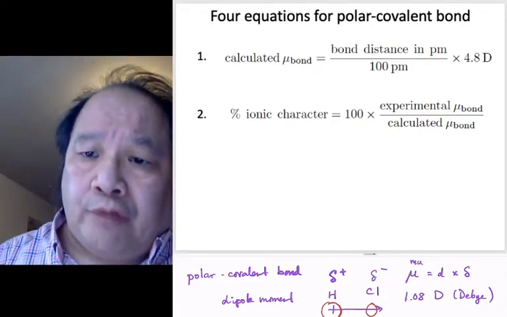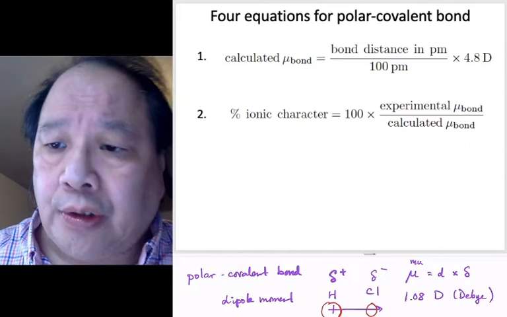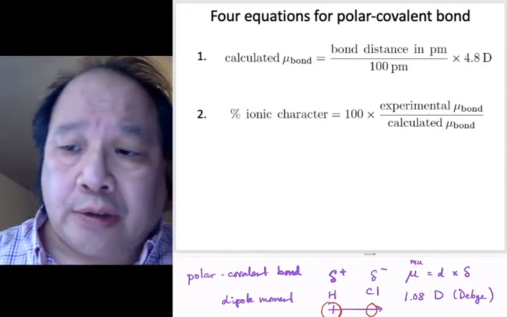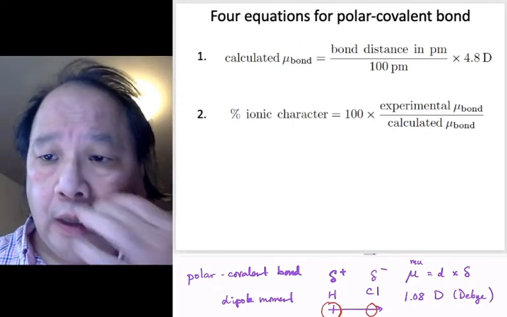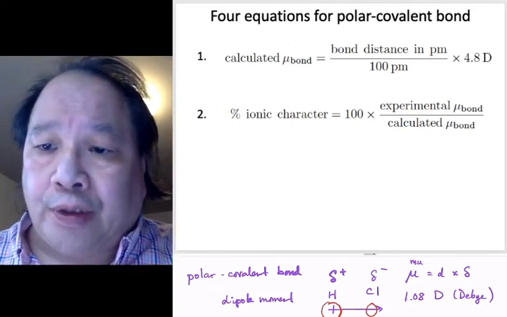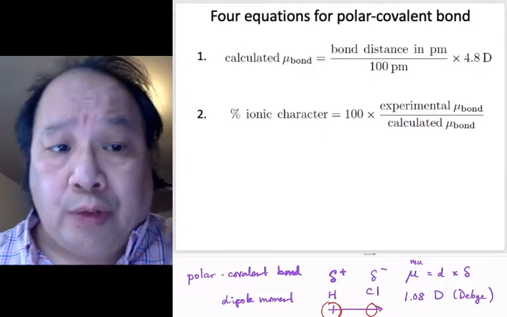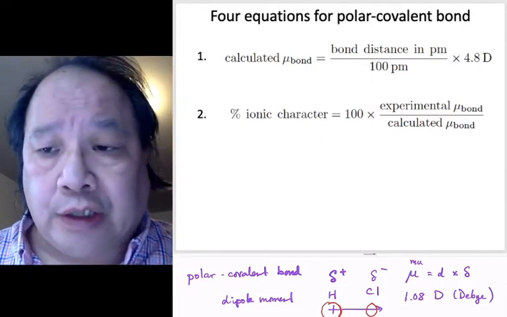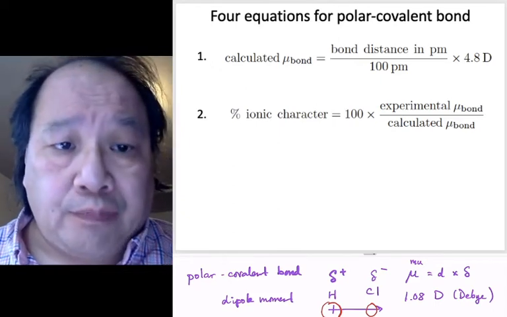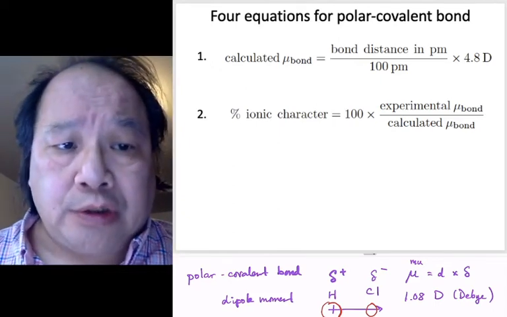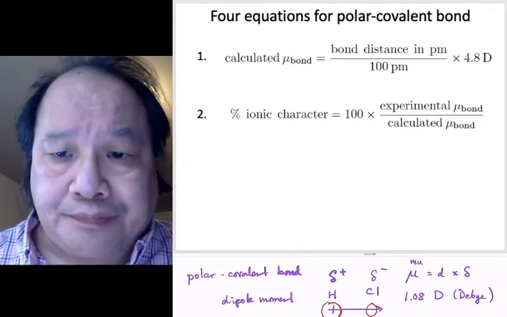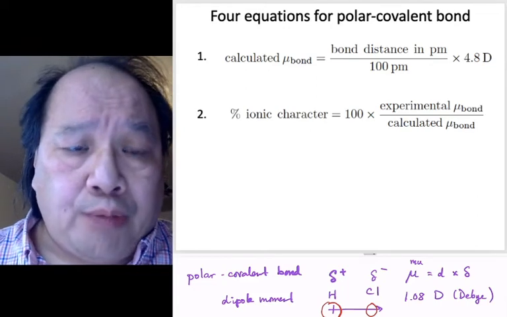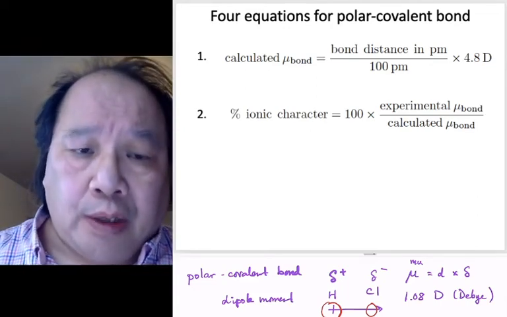So if we compare this calculated mu bond to the experimental mu bond, we'll get the percent ionic character. So if you really had a mu bond of 4.8 debyes at 100 picometers, you really would have a complete transfer of 1. And so this is a very convenient way for us to get the percent ionic character from the experimental determination of the dipole moment. And so chemists have set out studying these, and the most important person who started studying the polar covalent bond is Linus Pauling.